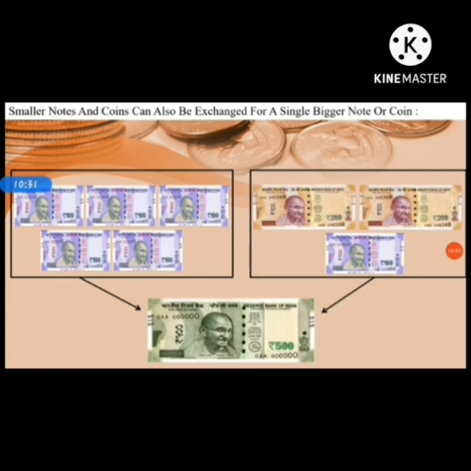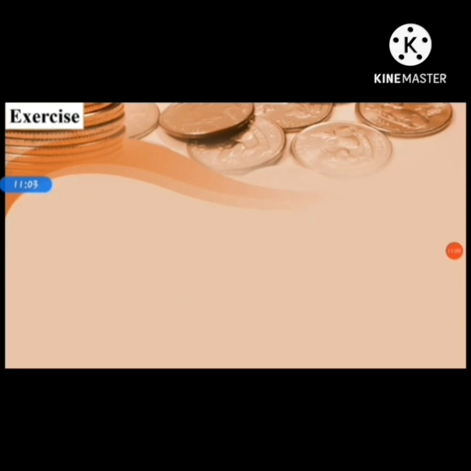500 is the bigger note, and these all are smaller notes. We can exchange for 500. If we have 100 rupees, 200 rupees, we can exchange these two for a 500 bigger note. Clear? You can do this practically at home by exchanging these notes with your parents, so that you can understand very easily by doing practically, by exchanging a smaller with a bigger note or bigger with smaller. Clear? Now the exercise will continue.